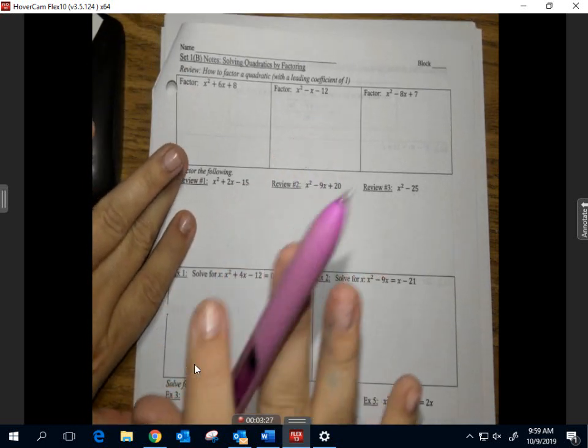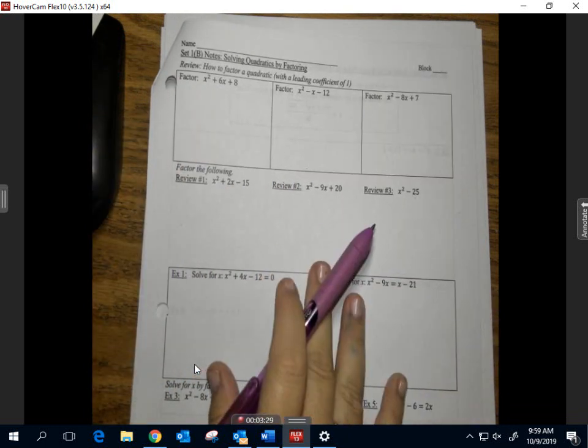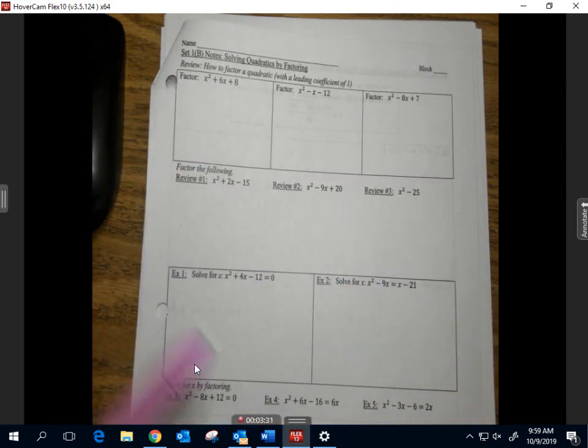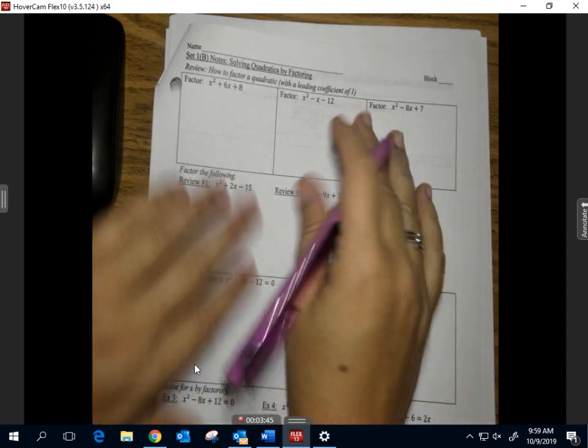There we go. So first of all, before we start solving, let's talk about factoring. Let's review. This is something you did in Algebra 1, but that was a long time ago, wasn't it? And you didn't do this in geometry. You didn't have to factor.